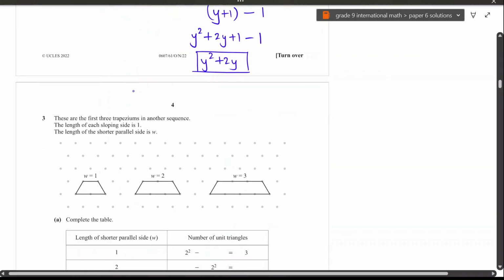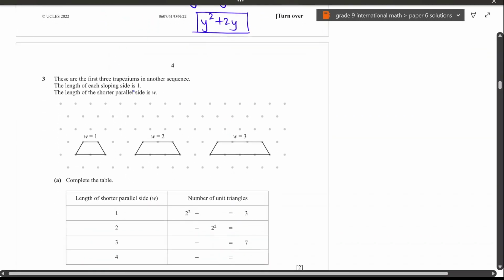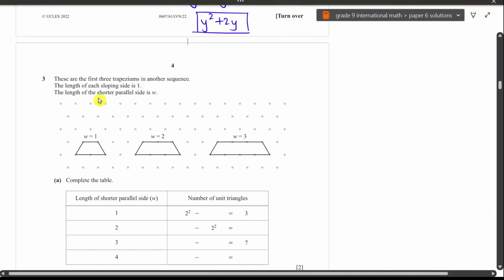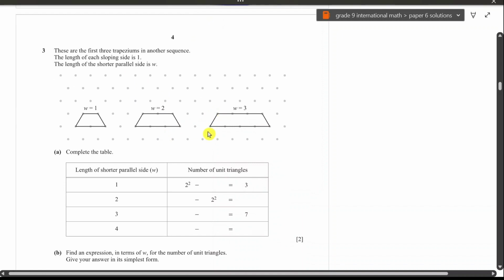Now moving to the next question. This is the third question. We have the first three trapeziums in another sequence. The length of each sloping side is 1 and the length of the shorter parallel side is w. So we have a fixed length of side 1, which is the sloping side.